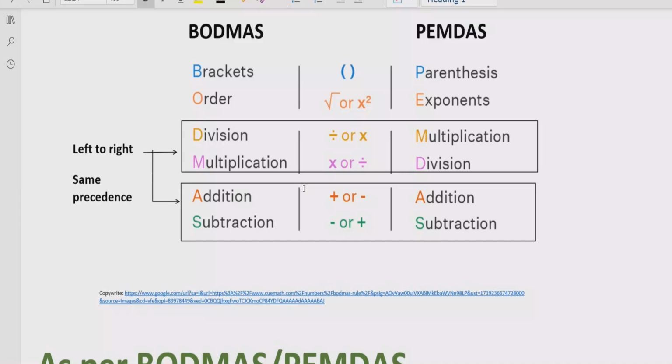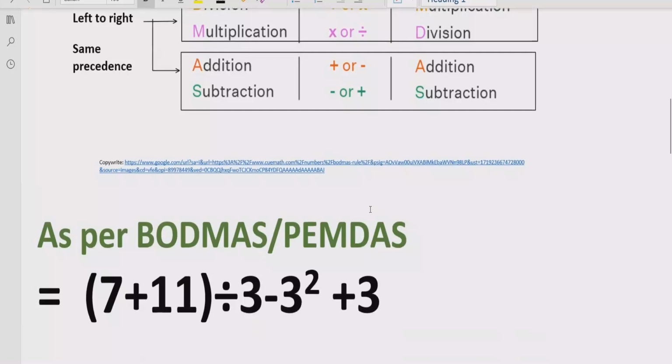Step number 3 is you have to solve division and multiplication. Both have similar precedence, so you can solve any of them which is coming first. So what will you do? You have to go left to right in your expression and find division and multiplication. Similarly, for addition and subtraction, we have the same rule. We can solve addition first if it is coming first, and we can solve subtraction first if it is coming first. Both have similar precedence, so you can solve any of them which is coming first if you are going left to right.